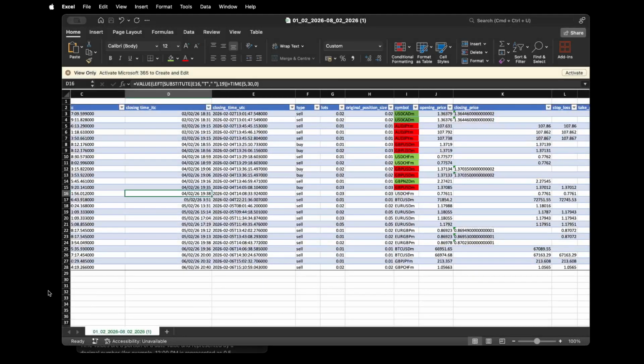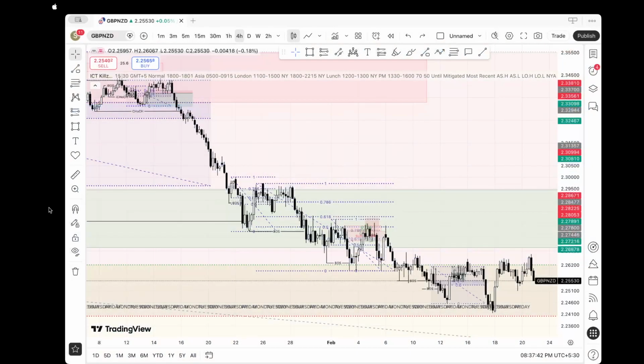Okay, so we were analyzing our last trade, which was our USD CHF trade, a sell taken on the 4th of Feb itself. So let's switch to TradingView. USD CHF 4th of Feb sell, and I sold 0.03 lots.